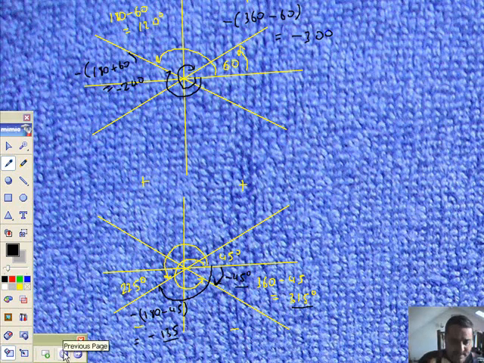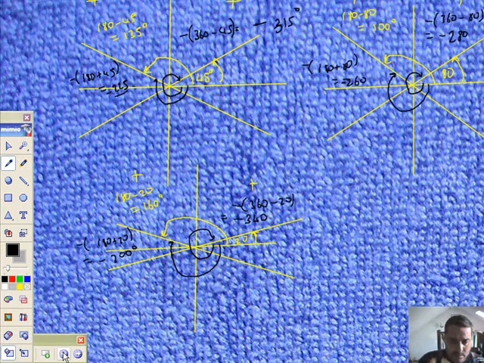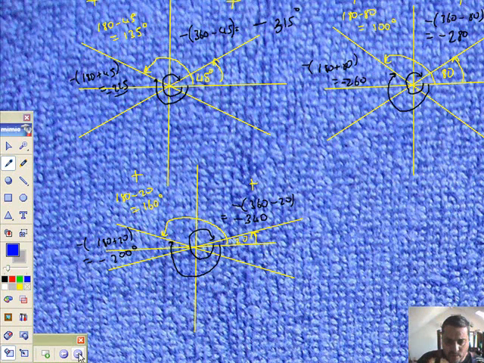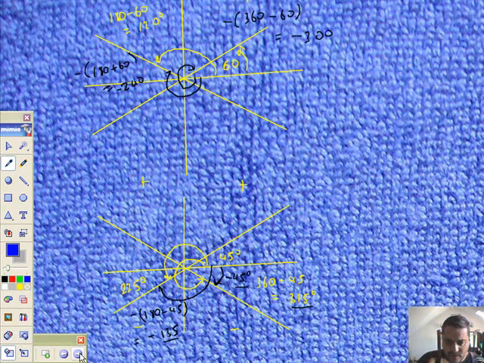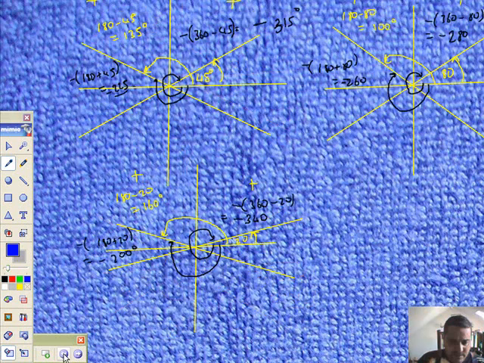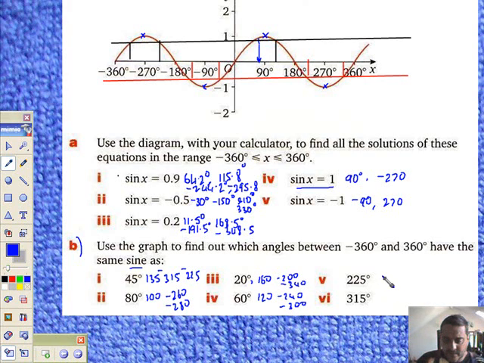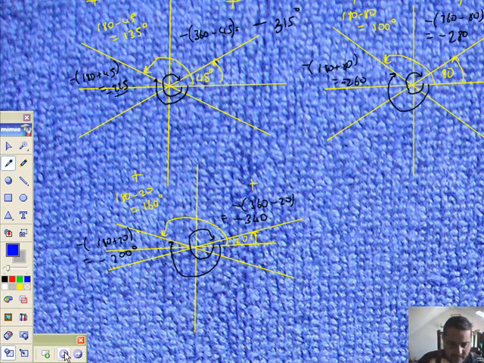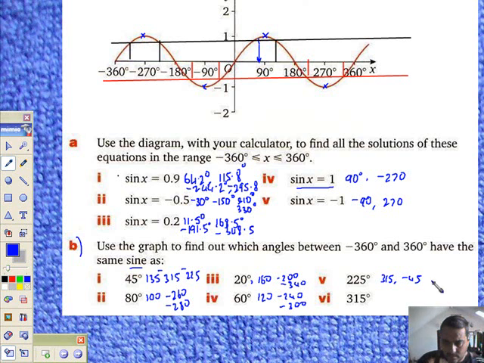Just write it in quickly. I've forgotten them. What have we got here? We've got minus 45 and 315. Just write it in before I forget. So 315, positive solution. We've got minus 45, and what else have we got? Minus 135 as well. There you go, 4 solutions.